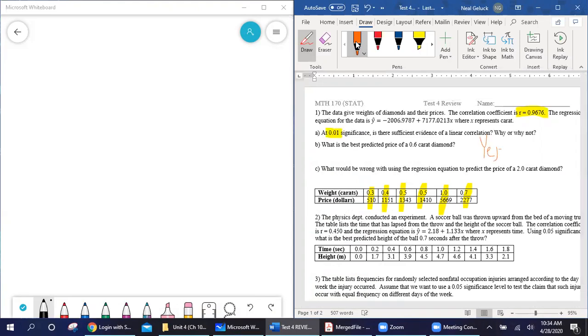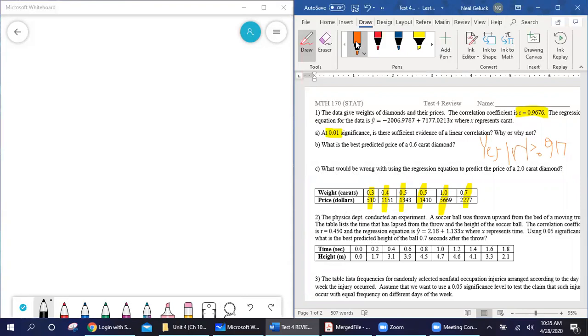And the reason being is because the absolute value of R is greater than 0.917. Now, I put absolute value because remember, we could have a negative R, but you always just want to look at its magnitude, which is absolute value.